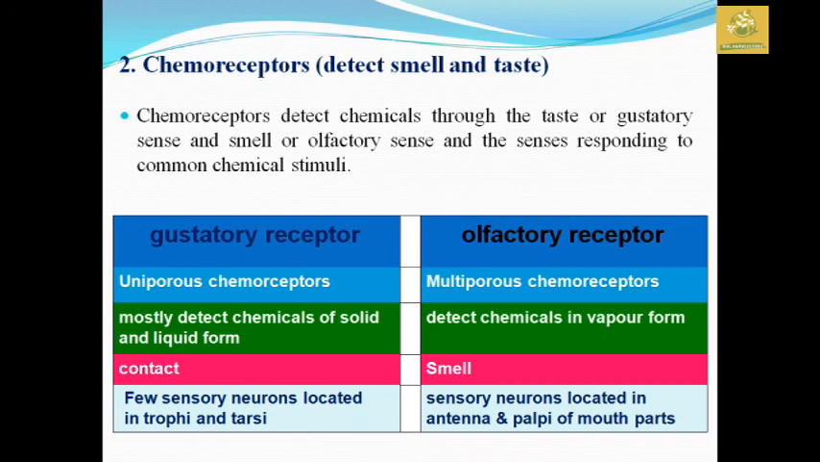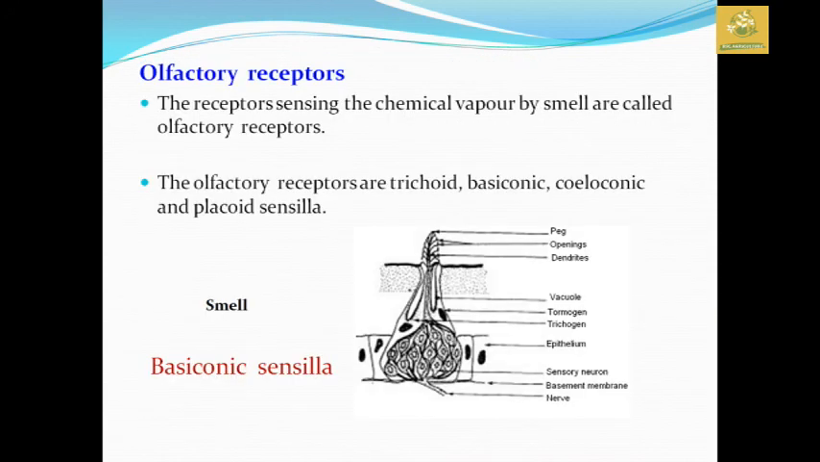The gustatory receptors are activated when they come into contact with the chemical, while the olfactory receptors perceive chemicals in the form of smell. A few sensory neurons are located in the tibiae as well as tarsi, and the olfactory sensory neurons are located in the antenna as well as the palpi of the mouth part of the insect body. These are the major differences between gustatory and olfactory receptors. Olfactory receptors sense the chemical in vapor form by smell.